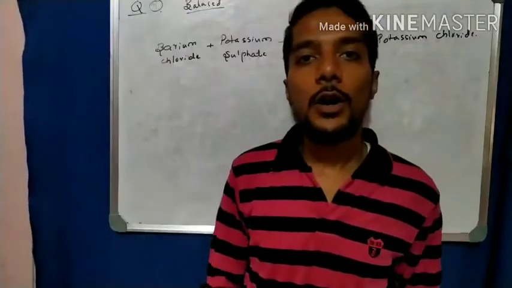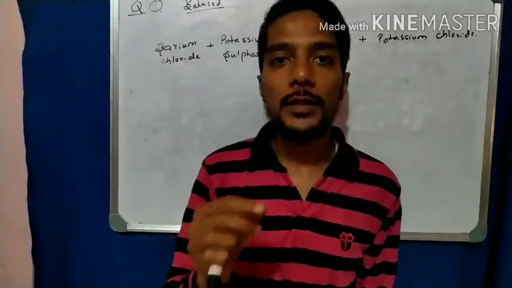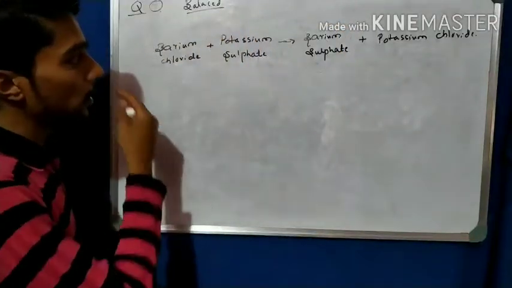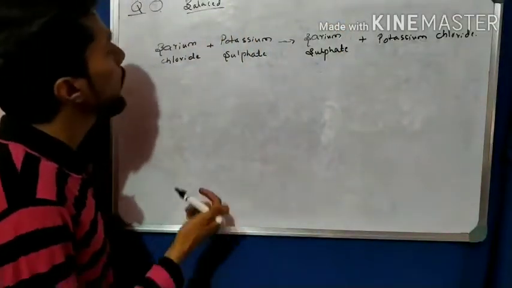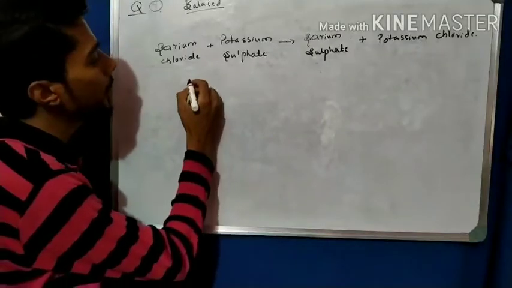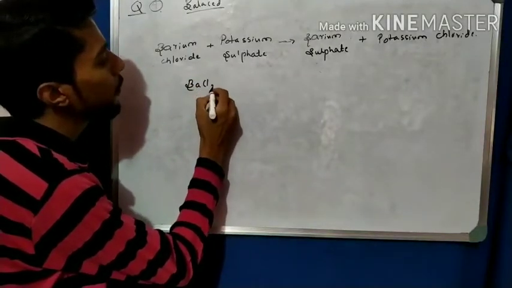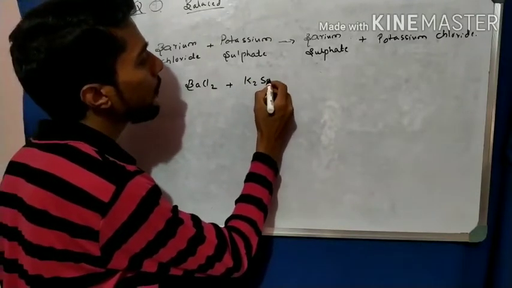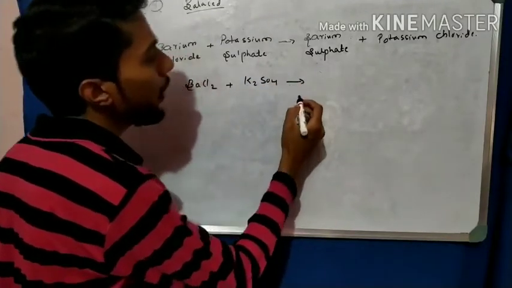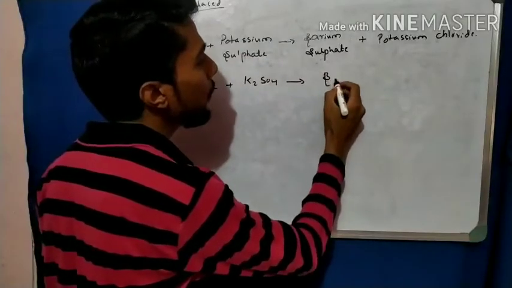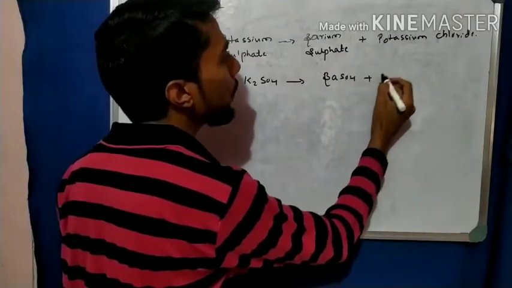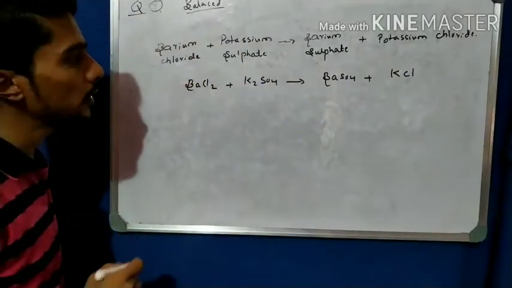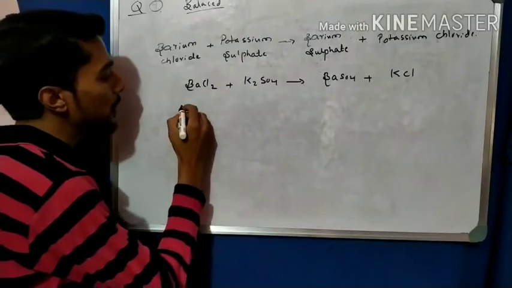Okay students, now come to the last problem of this video, that is problem number 4, to balance a given chemical equation. Now it is in word form. We have to write the symbols. So barium chloride is BaCl2, plus potassium sulfate is K2SO4, is equal to barium sulfate, which we already know is BaSO4, plus potassium chloride is KCl. So this is the first step. Step number 2 is write the elements.